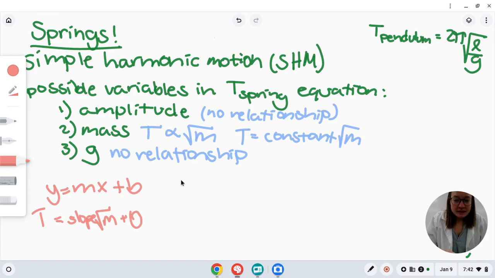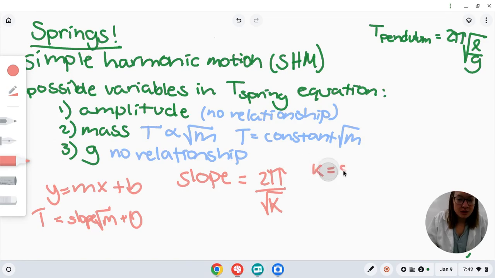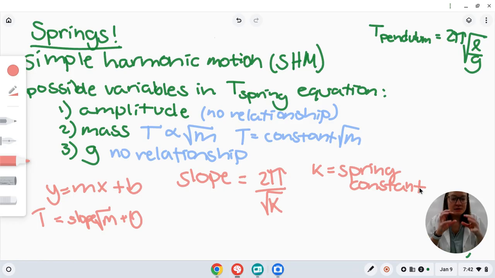If you looked at the slope of this graph, you would find that the slope of this graph is always equal to a constant. And that constant is 2 pi divided by the square root of k. K? Excuse me, Miss Wilson, what are you talking about? Great question. Let me tell you. K is a constant that is known as the spring constant. It's different for every spring, and it represents how easy or hard it is to stretch the spring.